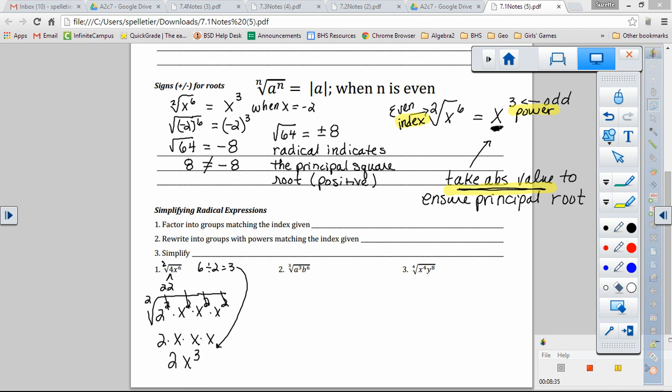And so the only thing you need to check before you're done is that the index was even, and the power that came out was odd. So I do need to take its absolute value. So you put the absolute value symbols just around the thing that has the odd power. And we only do that for variables. We do not do it for the actual coefficients in front. Okay? The numbers under the radical are fine. We just do it for the variables.